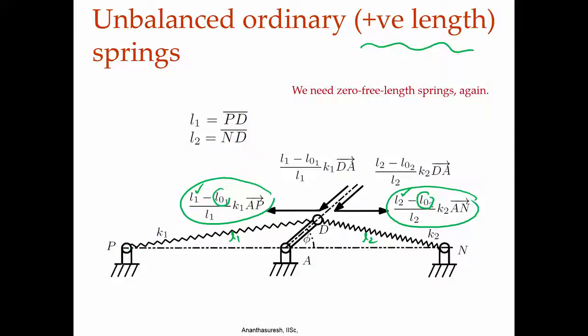If you choose K1, AP is this length, okay, let us call this A, and let us call this AP, the length AP, and then this is AN, let us call this B. If K1 A is equal to K2 B, it is balanced, provided we do not have this L01 and L02, that is, free length springs. If you have non-zero free length, it will not be possible. So, spring to spring balancing can be done.